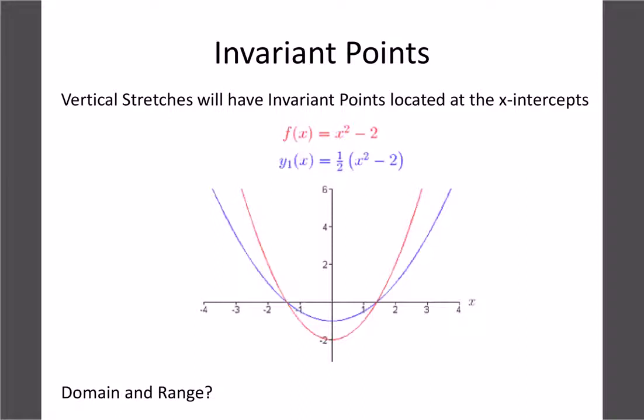Okay, so let's go back to this original graph again. We already decided that it was a vertical stretch of a half. So that means every y coordinate got cut in half, and we already looked at that, which made sense, right? The -2 went to -1. The 0 stayed the same.